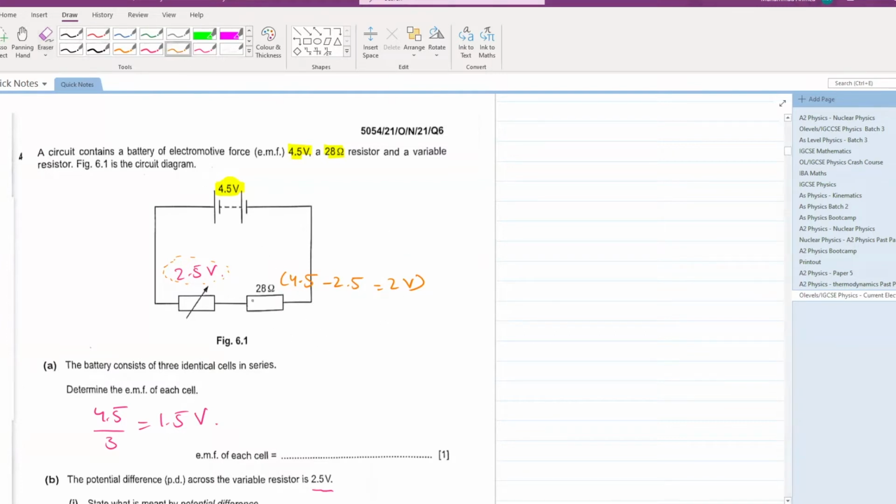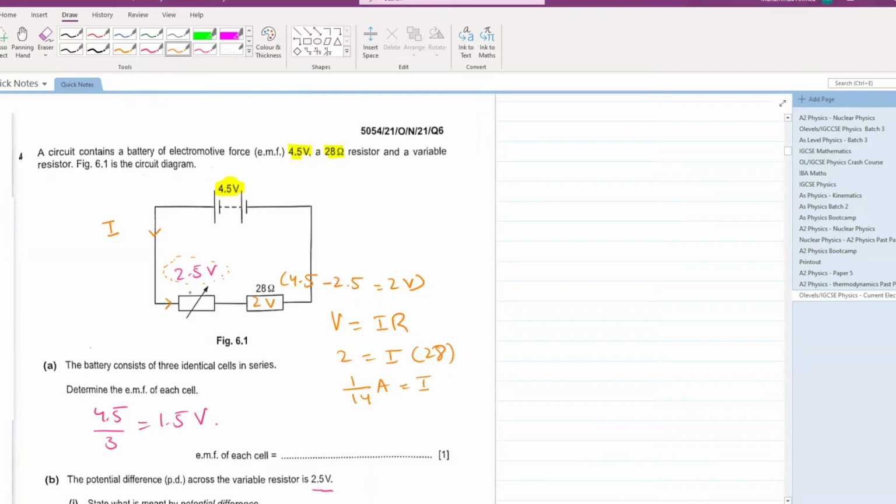Can I calculate the current in the entire circuit? Yes, I can do that. V equals IR. The voltage received by this resistor is 2 volts. The current, I don't know. The resistance is 28. Current comes out to be 1 over 14 ampere. Obviously, you can convert it into decimal points as well.